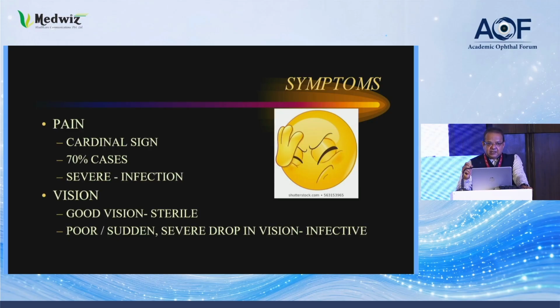If a patient comes with this kind of history, pain and loss of vision, it's diagnostic that you are dealing with endophthalmitis. It's nothing else. Don't err in favor of inflammation. Go ahead and give intravitreal antibiotic.